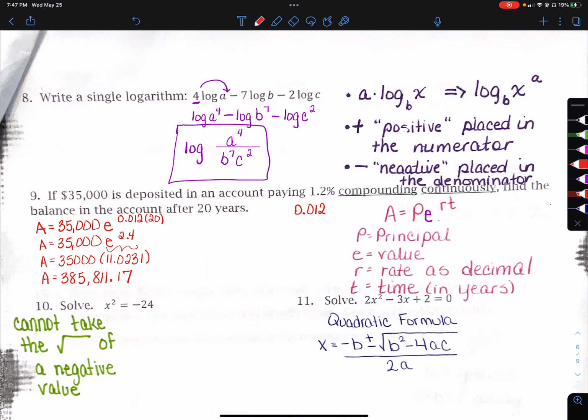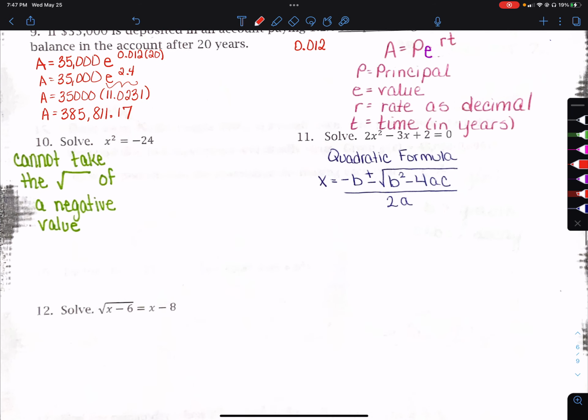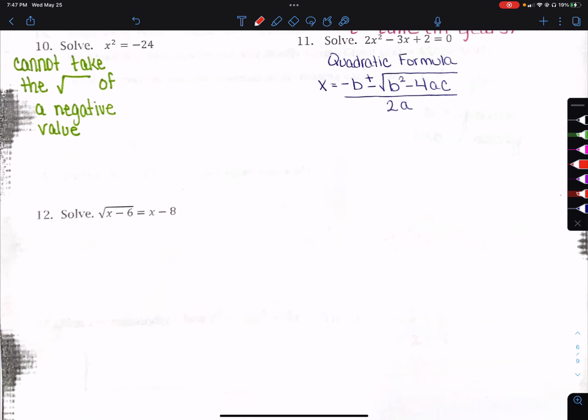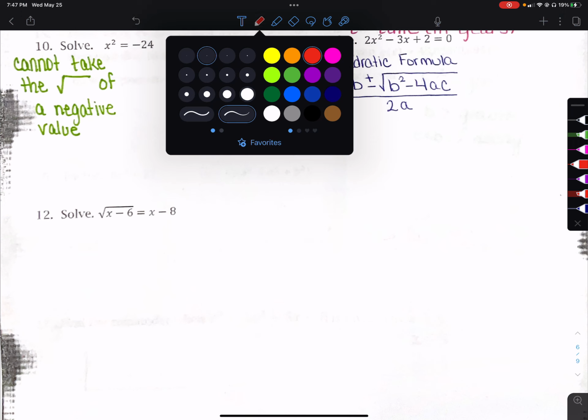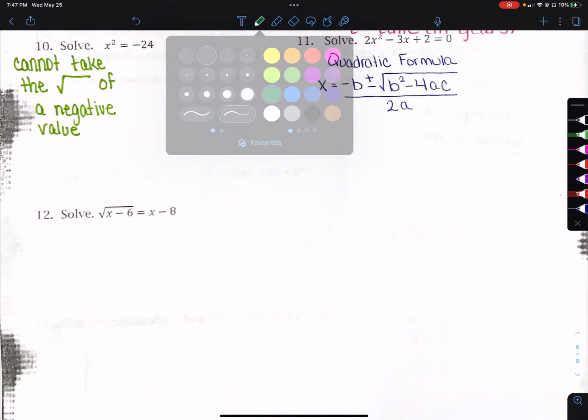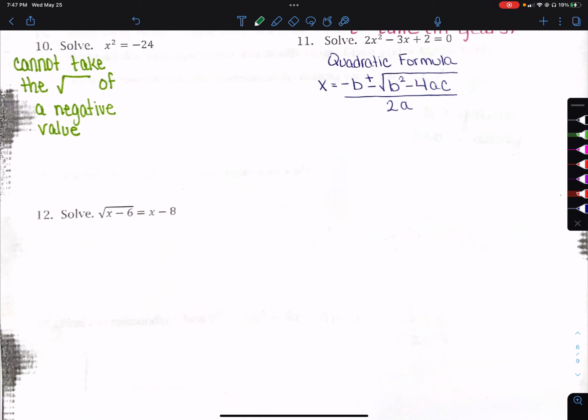All right, so let's go to problem number 10. On problem number 10, we are going to be solving for x squared. Okay, remember that we cannot take the square root of a negative number, but we have to remember how to simplify radicals. So on this one here, what we're going to do is we're going to take x squared, and we have to square root it to get rid of that square. So whatever we do to one side, we do to the other.